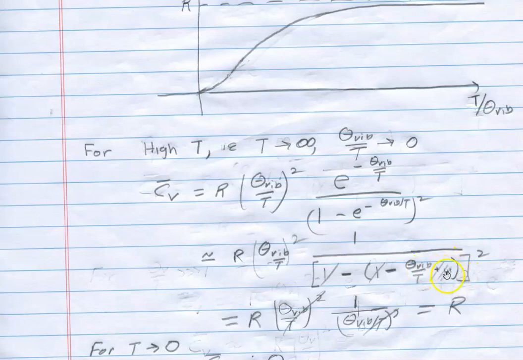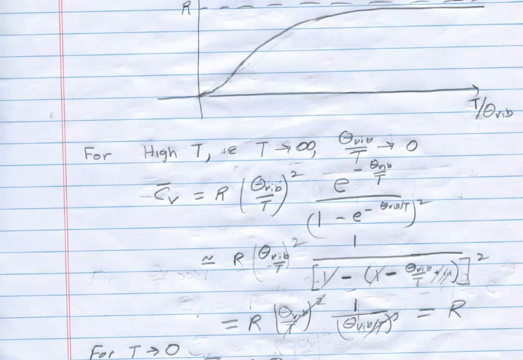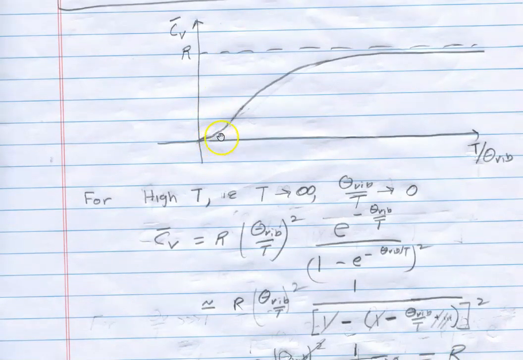But these higher order terms, if this theta vibration over T is small, get even smaller than that, and I get a cancellation here. If I drop all these higher order terms and just keep the first term, which is theta vibration over T, then I square it and I get theta vibration over T squared. And notice that exactly cancels with the one up here. And so in the limit, as T gets very large, this specific heat asymptotically goes to the value that's the ideal gas constant.